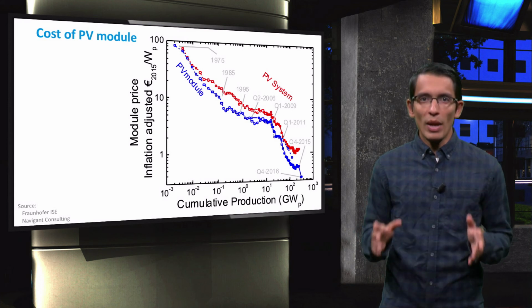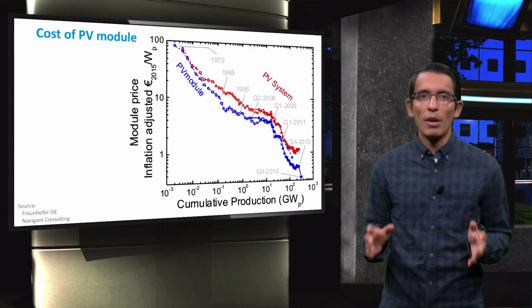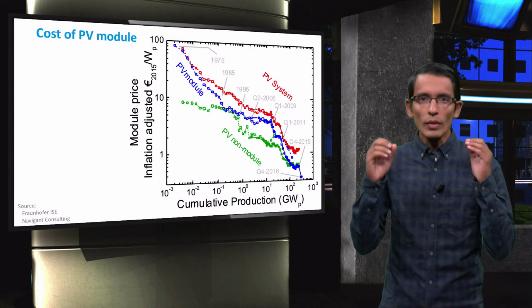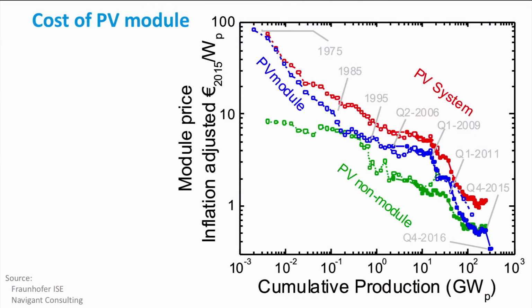The difference between the red and blue lines corresponds to the non-modular costs. The green curve represents the learning curve for non-modular components. This learning curve is not dropping as fast as the module price. This means that nowadays the reduction in the cost price of a PV system will be mainly limited by the cost price of the non-modular balance of system components.